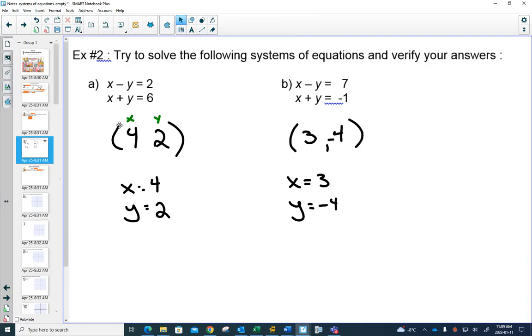Did your brain find the second one harder? Yes. Okay. First one was easier, second one was hard.